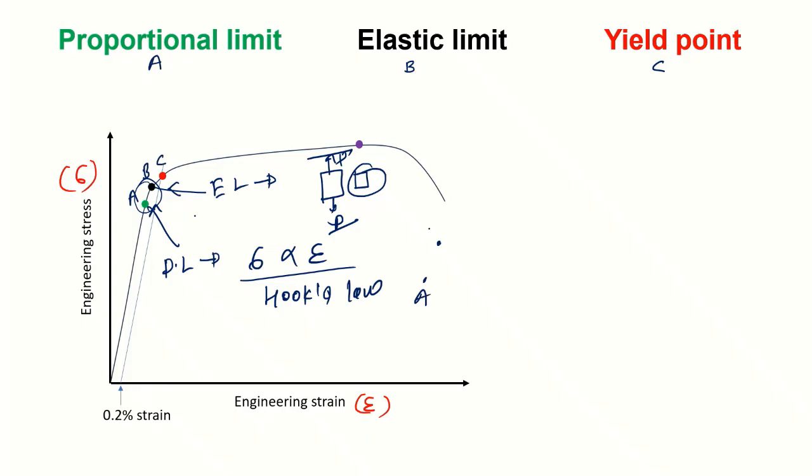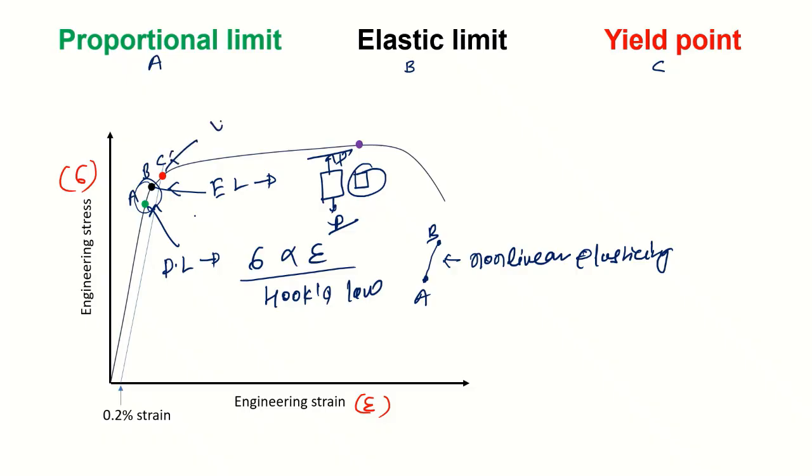So points A and B are showing slightly apart. Why? Just because of non-linear elasticity. Okay, so come to point C.